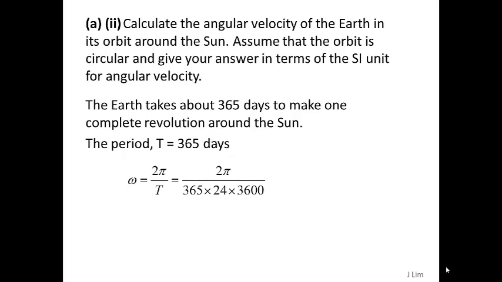The angular velocity is given by 2 pi divided by period, so substituting values, we get the angular velocity as 1.99 times 10 to the power of minus 7 radian per second.